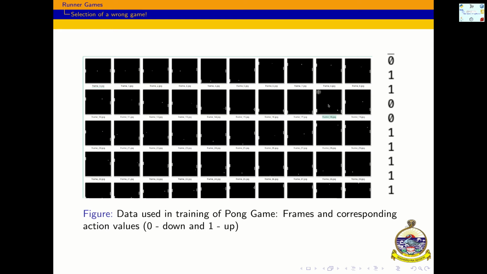0 is for down action and 1 is for up action. So for example, when we pressed the down arrow key, it will capture a cropped snapshot of the instance of the game, and it will store the corresponding 0 value, that is the action value, into the action.csv file. An instance of the data is shown here in the figure.